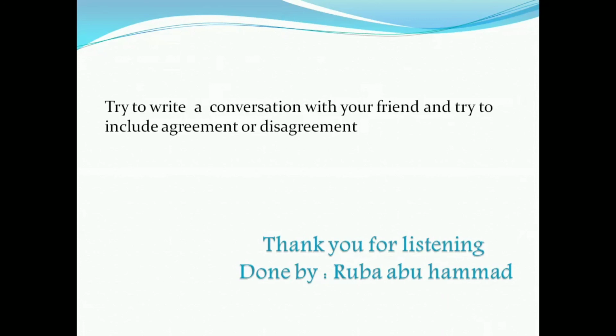I mean, both of you will send me the same homework. Both classmates send me the conversation between them. This conversation should include agreement or disagreement. You can add giving opinion, partial agreement. It's okay. So write it down and send it to me. And then we'll be discussing it later together.